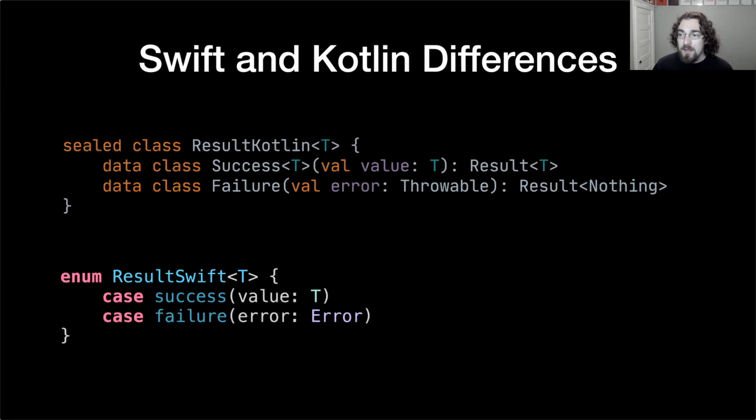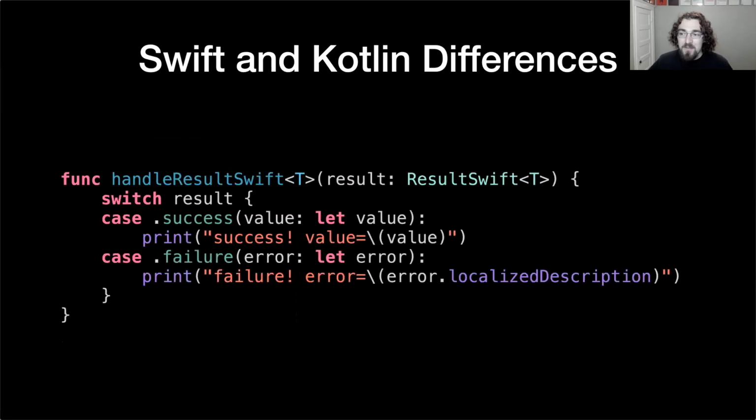A similar place where this comes up is sealed classes in Kotlin versus enums in Swift. Swift enums have this associated value construct that lets them have functionality very similar to what we have with sealed classes in Kotlin. So I might have a Kotlin result with a success or failure, or this Swift result going in the same way. And in Swift, you get some nice syntax for pulling the value out of these enums, and you get the exhaustiveness checks automatically.